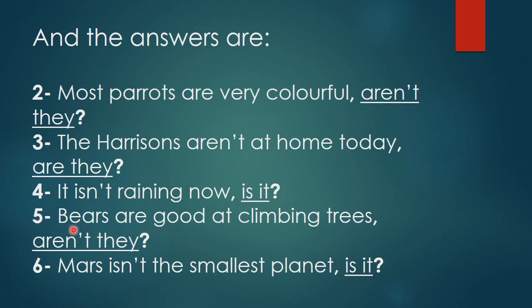Okay, number 5. Bears are good at climbing trees. Aren't they? So bears can be replaced by they, and are the opposite of it, aren't. Okay? Alright. Number 6. Mars isn't the smallest planet. Is it? So isn't becomes is, and Mars becomes it.